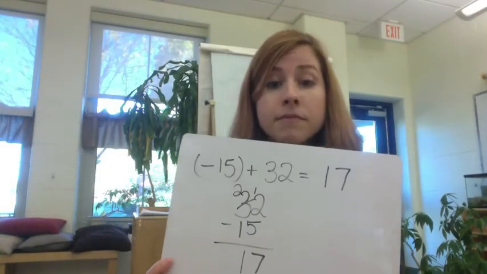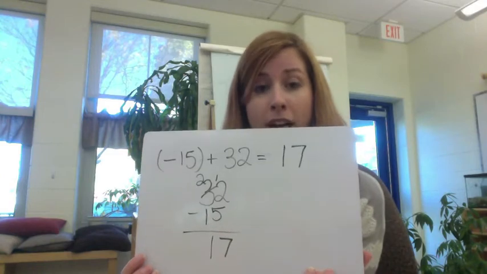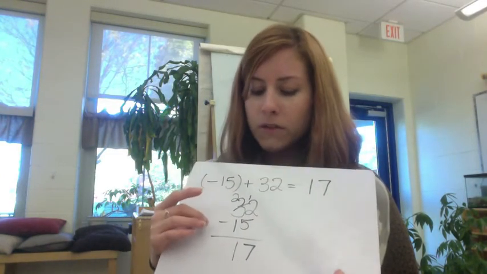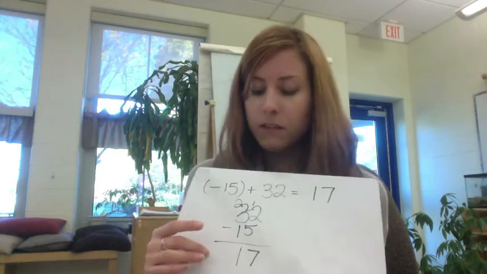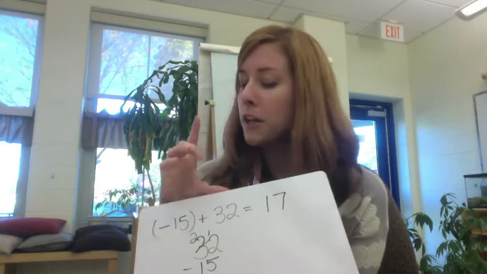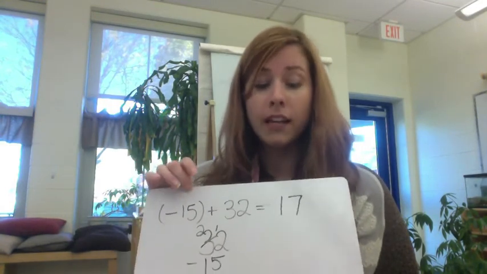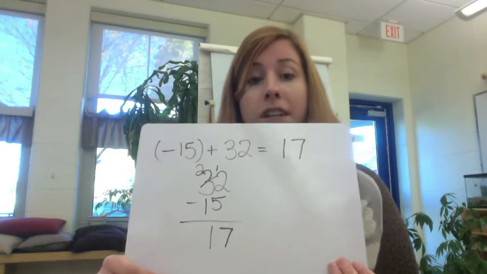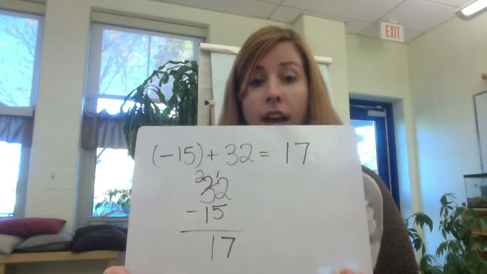For this example, I chose to use subtraction to show an example of that. So I did 32 minus 15, and I got 17. Then I looked at my two numbers, and I saw that my positive was a greater positive than my negative was a negative, so I knew it would be positive 17. So if this is what you got, excellent work.